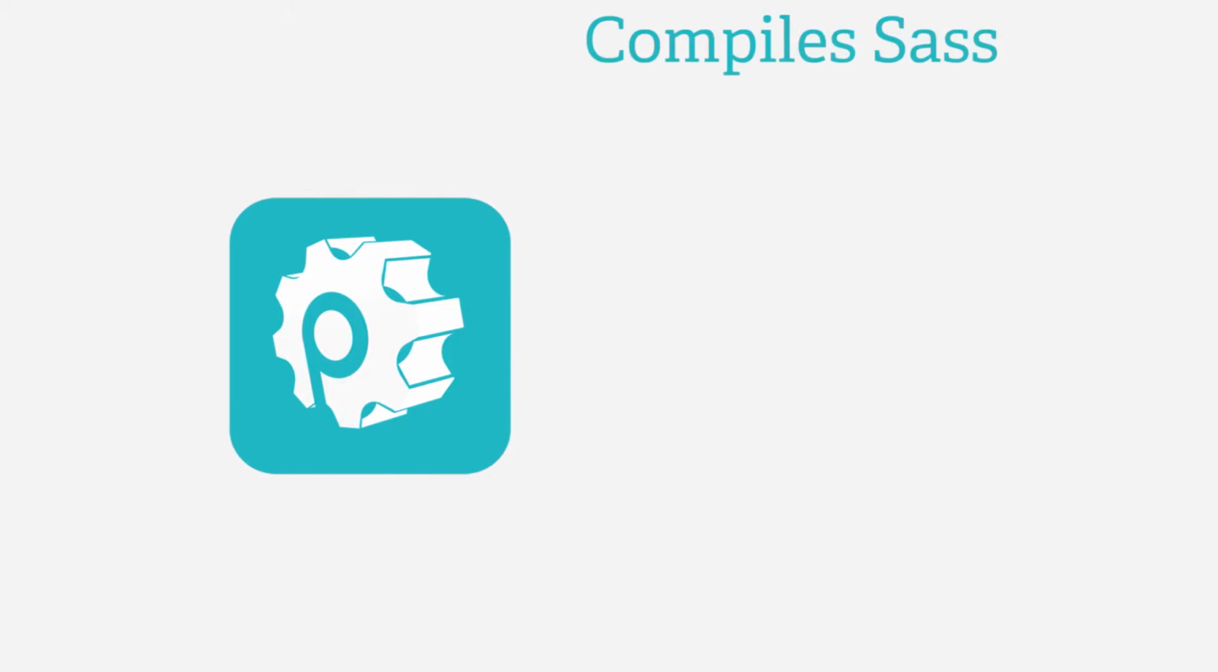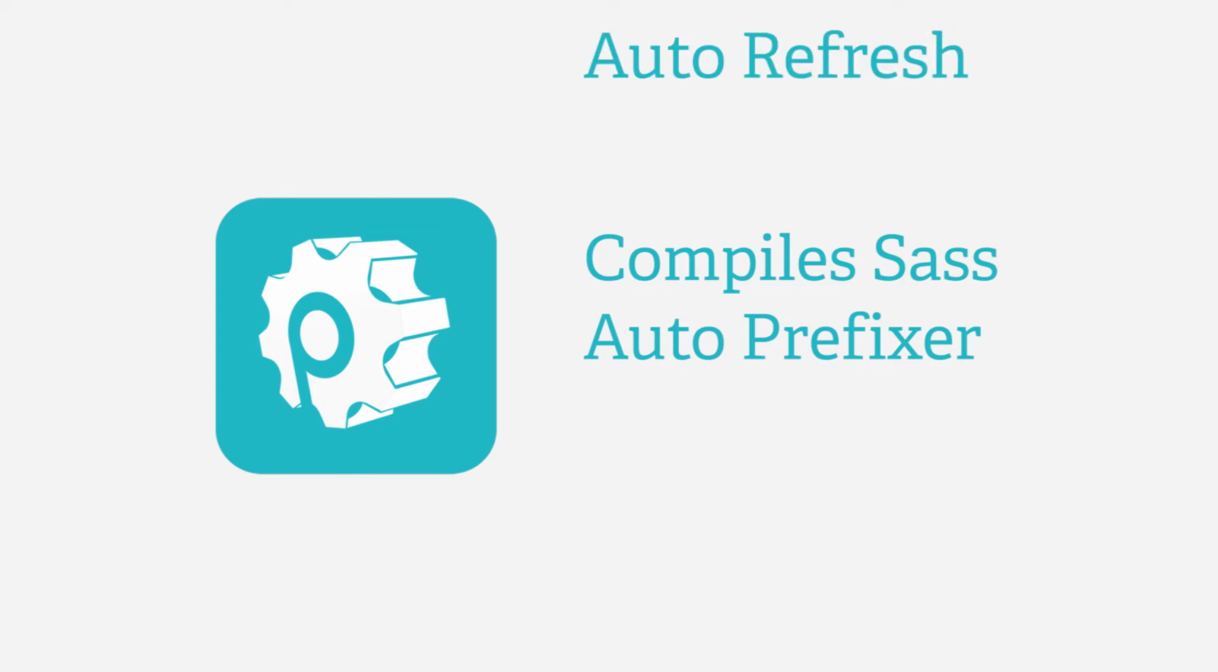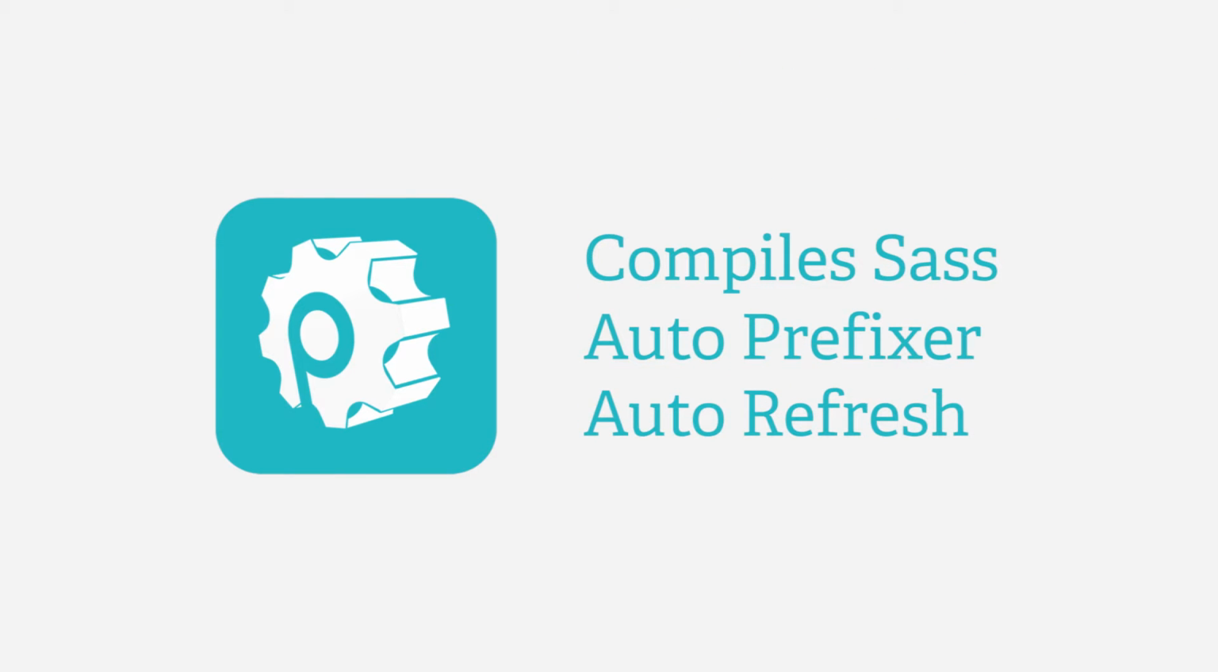What it does is it compiles Sass. And it also does more than just compile Sass. It has an auto prefixer, so you don't have to worry about vendor prefixes, which is awesome. And that's whether you're writing Sass or just regular CSS, you can turn on your auto prefixing. It also has a built-in auto refresh, so as you're working, you save, and it automatically refreshes the browser. You don't have to do it yourself by hitting refresh every time, which is really nice.